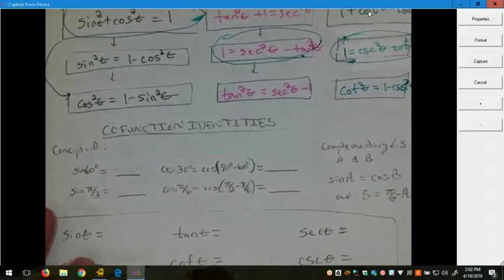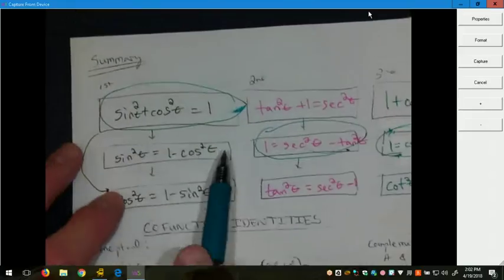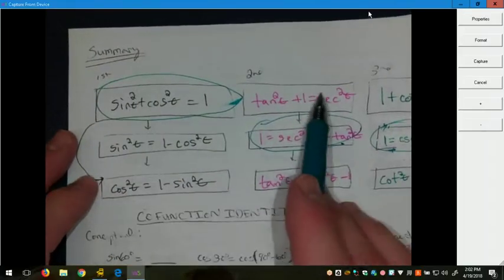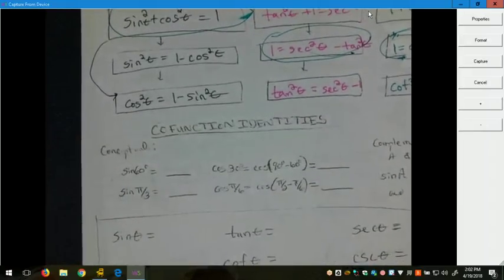We also have something called the Cofunction Identities. So again, on these, you can memorize the 3 of them and generate the rest as needed, or memorize all 9. Cofunction Identities.